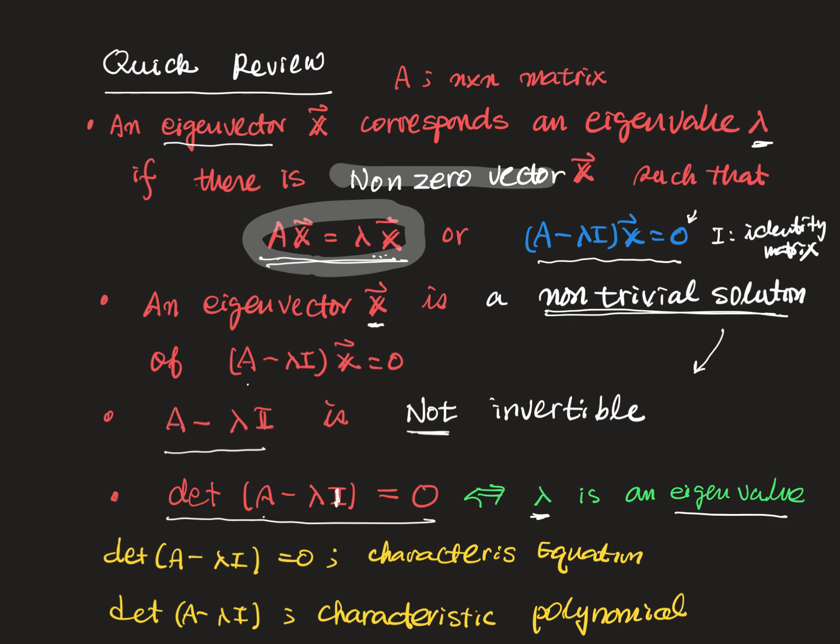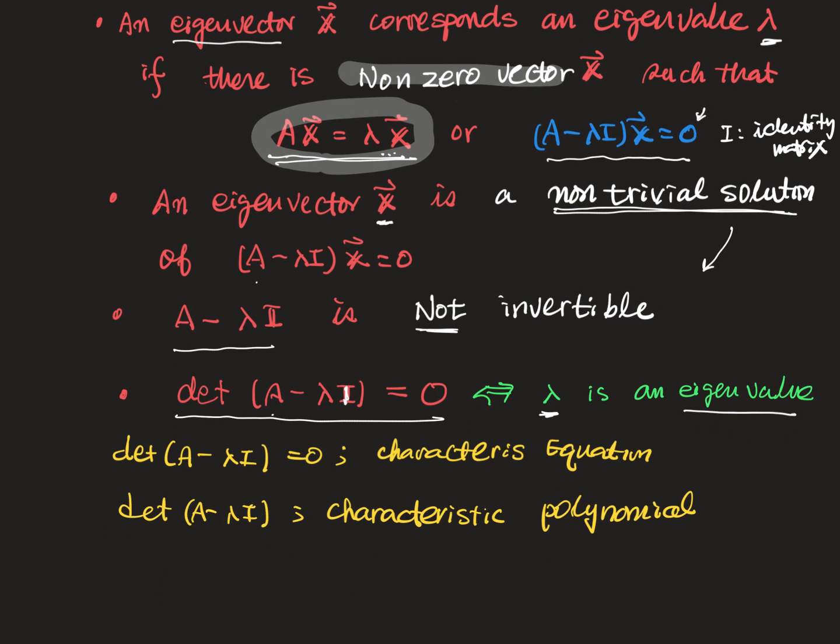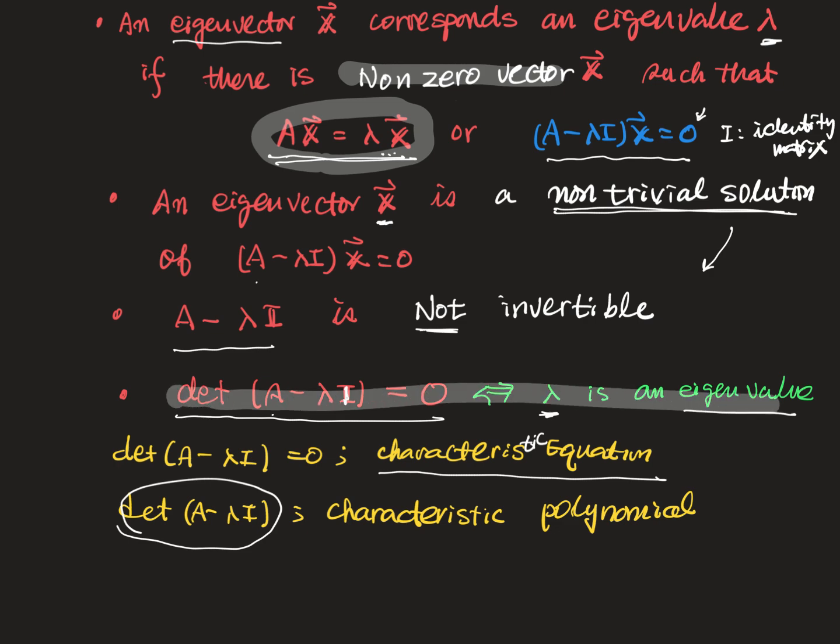Another terminology: the determinant of A minus lambda I equals 0, we call the characteristic equation. Only this expression, the determinant itself, we call the characteristic polynomial. I will give an example to explain the characteristic equation and characteristic polynomial. But the main idea, guys, is how we find an eigenvalue: we calculate the determinant of the matrix A minus lambda I. Let's see the example on the next page.